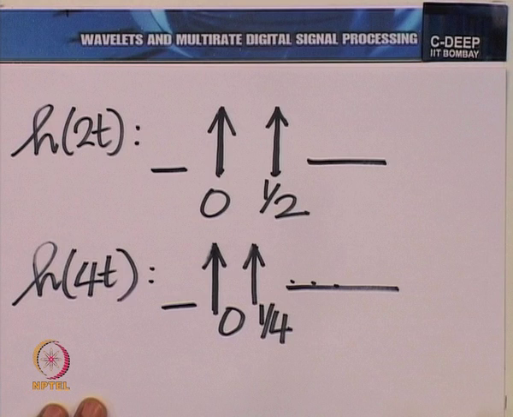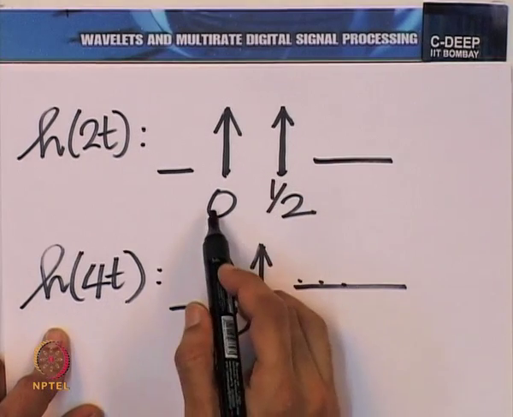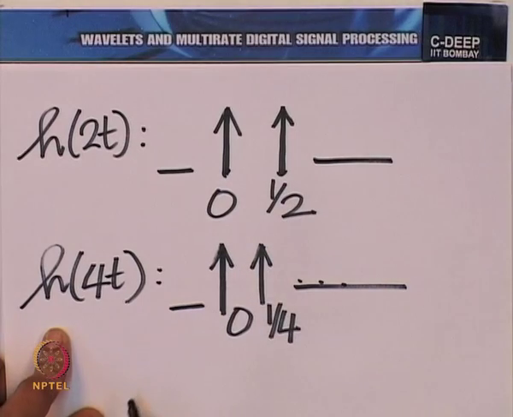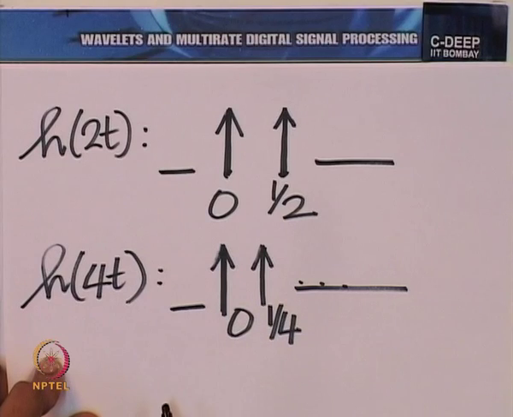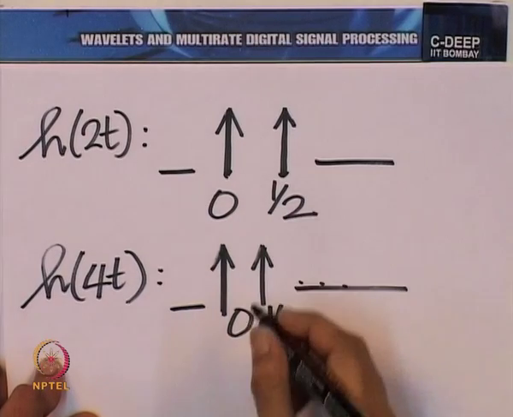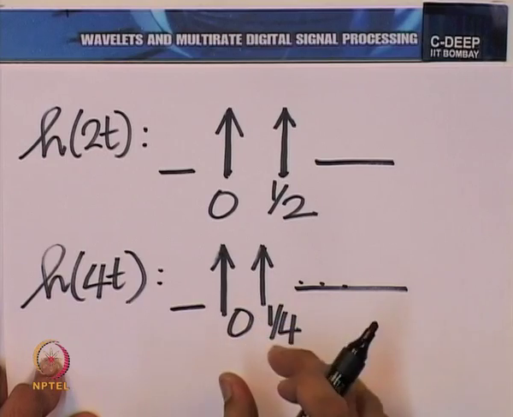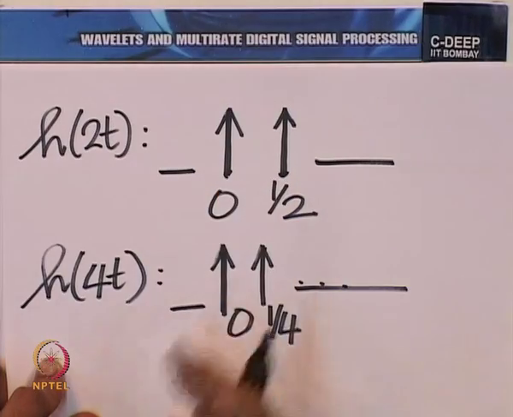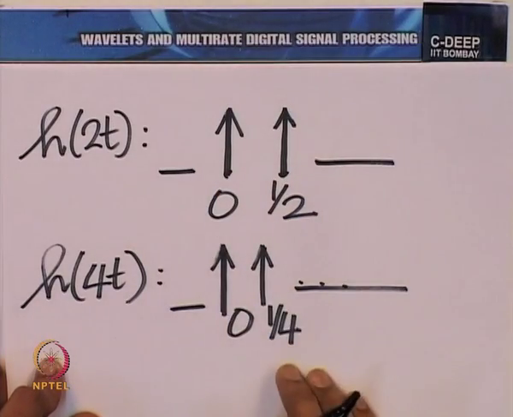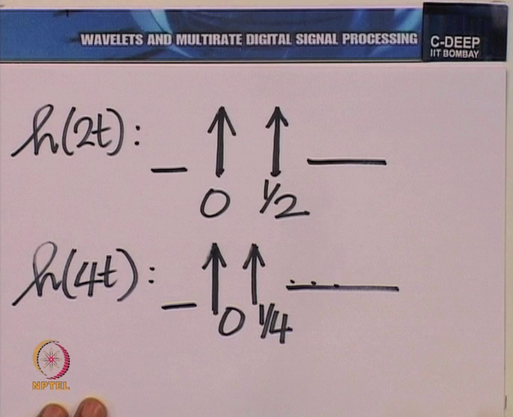We had h of 2t here, essentially 2 impulses located at 0 and half. We had h of 4t with 2 impulses located at 0 and 1/4. Now, what will happen when you convolve these? When you convolve a continuous time function with a unit impulse, that gives you back the same continuous time function.